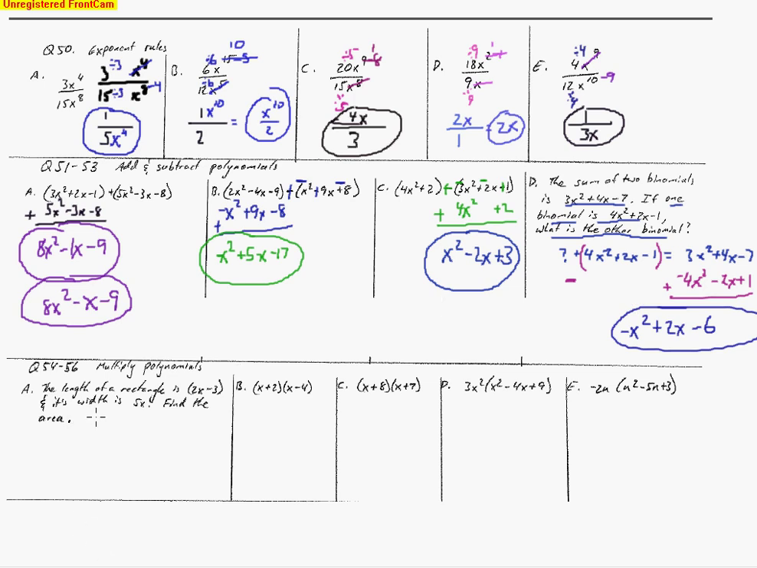Well, looking at the next one, it says multiply polynomials. So 54, 55, 56 are all on this. So the length of a rectangle is 2x minus 3. Let's draw a picture. There's my rectangle. 2x minus 3, that's the length. The width, 5x. Find the area. Well, area is just base times height, or length times width, same thing. So I'm just multiplying. So it's just a 5x times 2x minus 3.